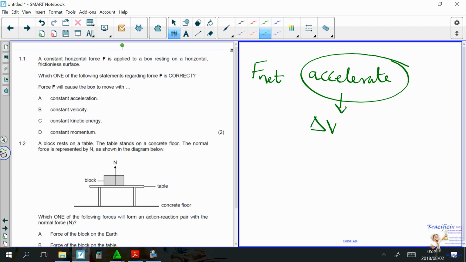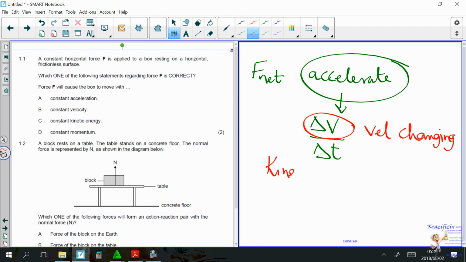Now, if we say something is accelerating, what does it mean? It simply means velocity is changing per unit time. Automatically, what does this tell us? My velocity is changing. If velocity is changing, what are the things that will change? Number 1, kinetic energy would change, because kinetic energy is half mv squared. Number 2, momentum will change, which is equal to mass times velocity. So these two will change because velocity is changing.